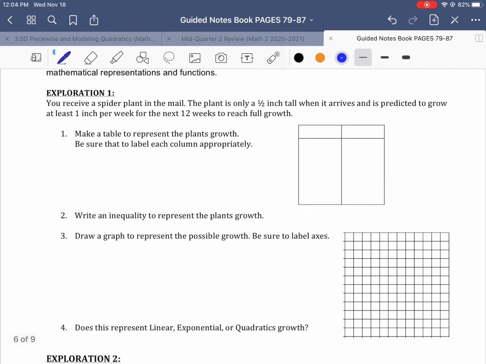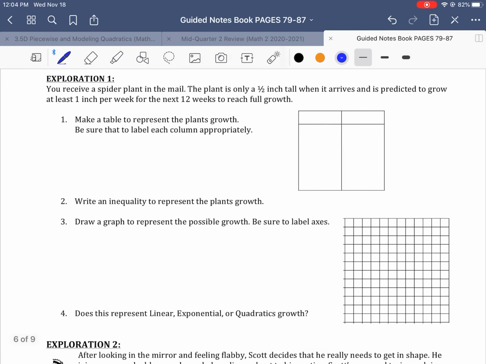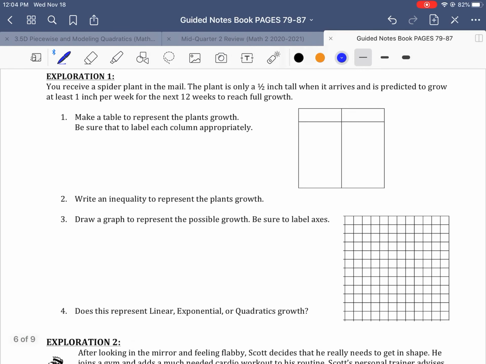So we're going to do that through looking at these three situations. If you've already explored these on your own, then you're good to go. But this first one says you receive a spider plant in the mail. The plant is only a ½ inch tall when it arrives and is predicted to grow at least 1 inch per week for the next 12 weeks to reach full growth. Okay, so there's the situation. Make a table to represent the plant's growth.